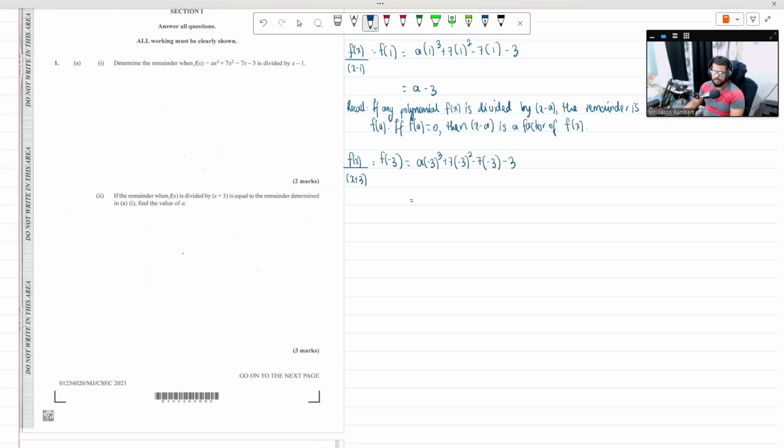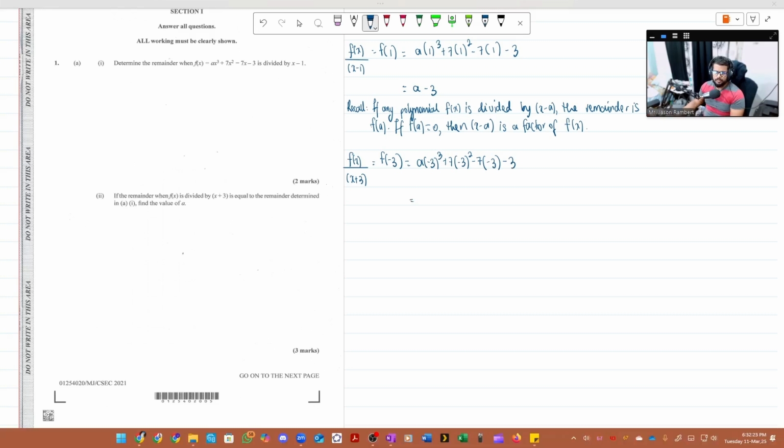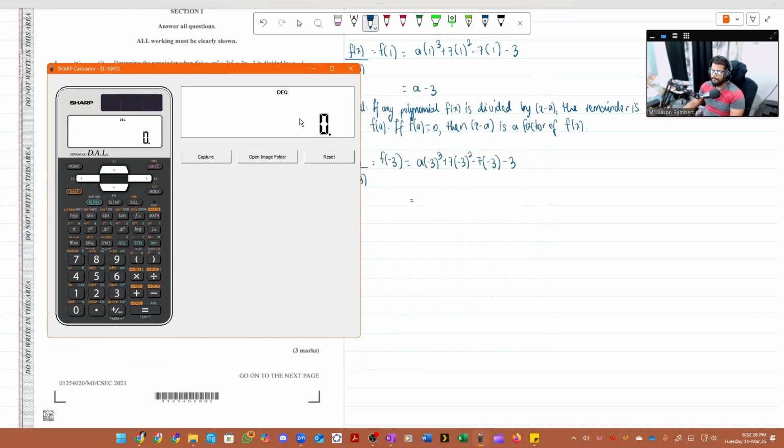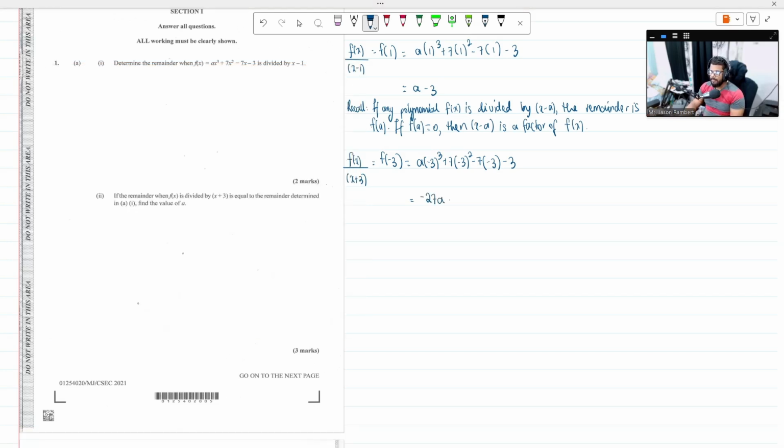This is equal to, jump on my calculator, 7 by 9, 63. This could be a plus here, right? Plus 21 minus 3. I get a minus 3 cubed going to be minus 27. So I'll get minus 27a plus 81. Now the question said that both of these remainders are equal. So I'm going to let a minus 3 be equal to minus 27a plus 81.